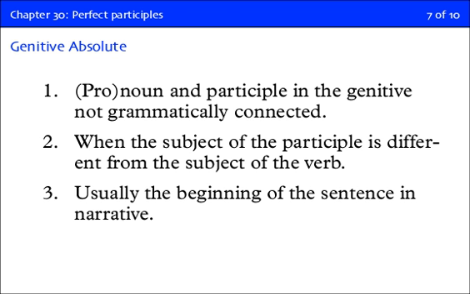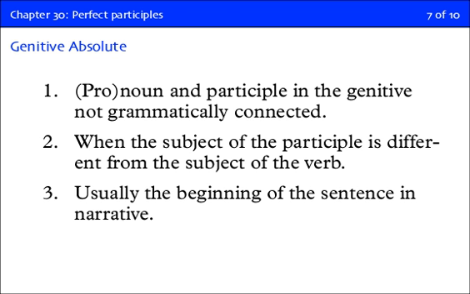Okay, what's a genitive absolute? Well, it's a noun or a pronoun and a participle in the genitive case, and they're not grammatically connected to anything in the sentence. That's why it's called a genitive absolute. They're grammatically unconnected. In other words, there's nothing for the noun or the pronoun or the participle to modify. They're just kind of out there.